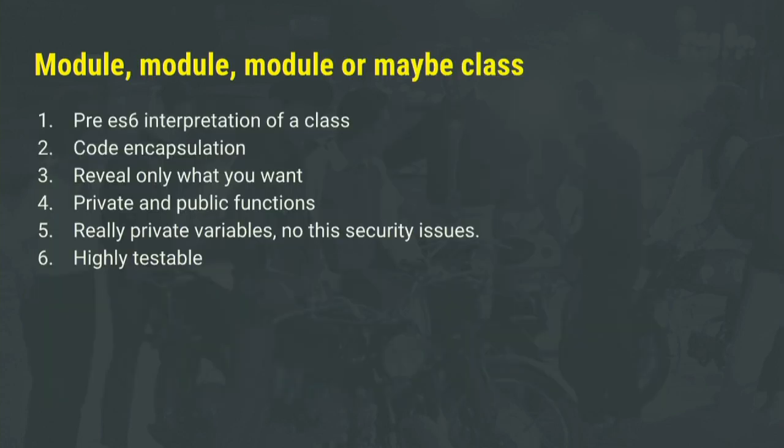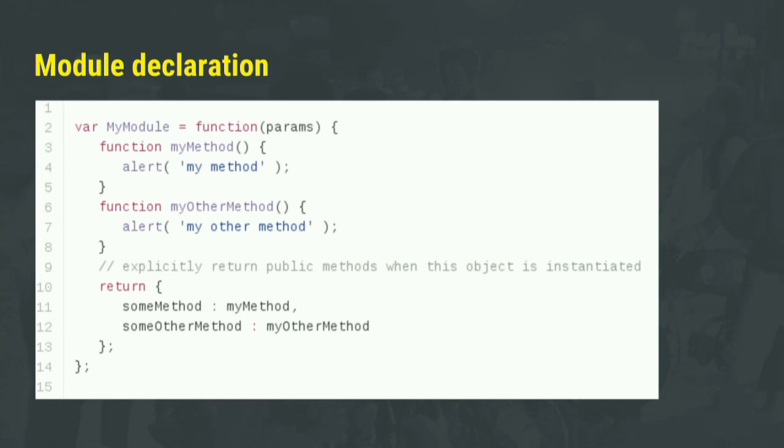What else can you do? Really private variables, so this solves the security issue, and it's highly testable. Because you have a very small snippet of code with an input like params, a couple of functions, and that's it. So it does not have any knowledge outside its scope. It shouldn't. And if you combine this with not using globals, it becomes a very structured way of working.